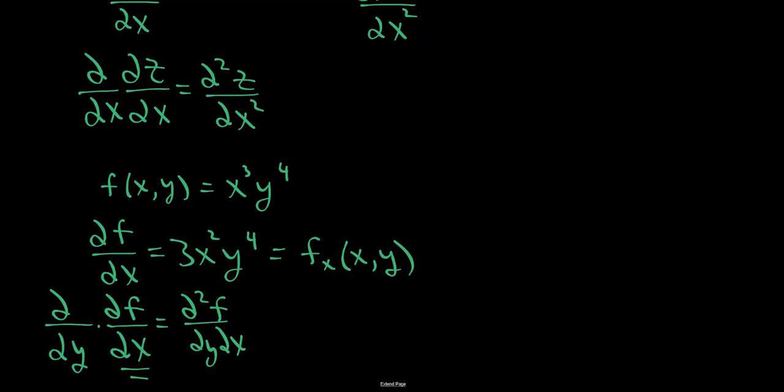So notice there's the partial y, partial x. And notice what we took the derivative of first. We first of all differentiated with respect to x, and then with respect to y. So we're reading from right to left instead of left to right. But that would be this. It's going to be 12x squared y to the 3rd. And over here, that would be xy.